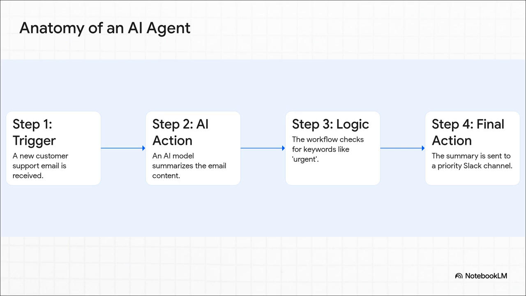Step 2, and it automatically grabs that email and sends it to an AI, asking it for a quick summary. Step 3, the workflow then reads the AI's summary. If it sees words like urgent or critical, it knows what to do. Step 4, boom. It immediately posts that summary to a priority Slack channel. This is automation that doesn't just do things, it thinks.